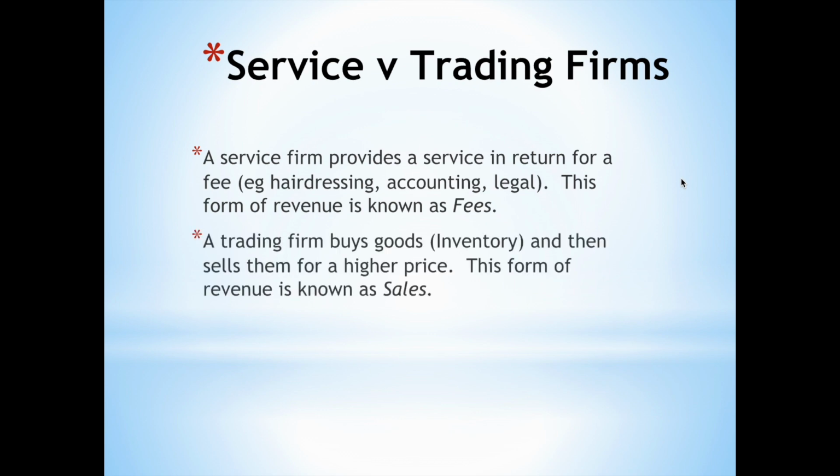Whereas a trading firm buys goods, also known as inventory, and then sells them for a higher price. This form of revenue is known as sales. Let's think about it like this. I set up a business and buy goods such as groceries from Coles, and then I sell them at a higher price. This form of revenue that I'm making is known as a sale.